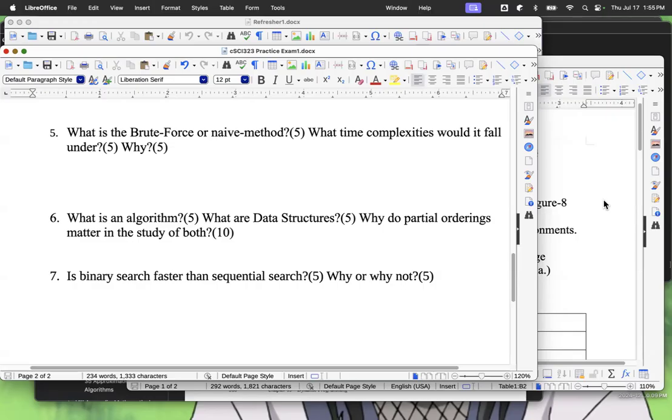Okay. The brute force or naive method. This is the one where we try everything to see if it works. The time complexity it would fall under, well, that would be the exponential class, like to the n factorial. All right, any questions?